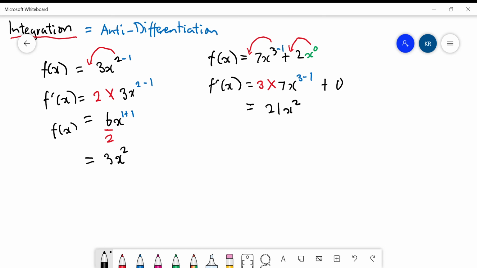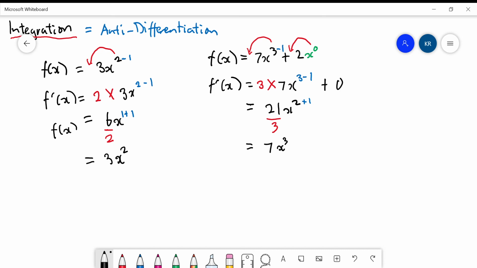Now let us integrate this. When we integrate this, we first add 1 to the power, because the last step we did in differentiation was subtract 1. So now we have to add 1 since we're integrating. And then divide the coefficient by the new power. As we bring down the power and divide the coefficient by that power, we get 21 divided by 3. Once we solve that, 21 divided by 3 is 7, and x to the power of 2 plus 1 is x cubed.